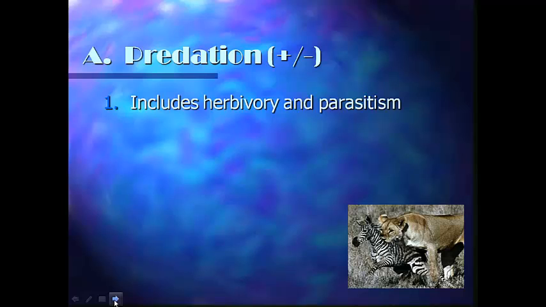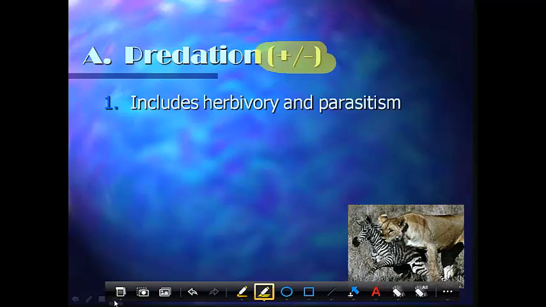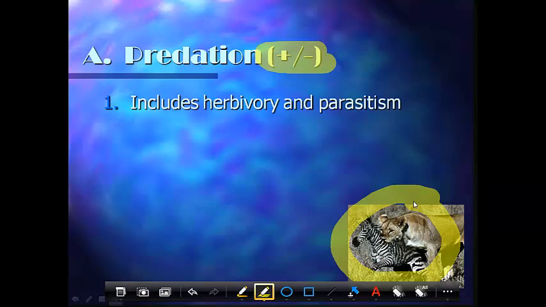So let me back up and talk about these a little bit here. So this picture down here of the lion eating or attacking the zebra is a pretty standard idea of a predator-prey relationship, right, where one animal captures and kills another to eat it. So obviously the lion is benefiting, that's the plus, and the zebra is not, that's the minus.